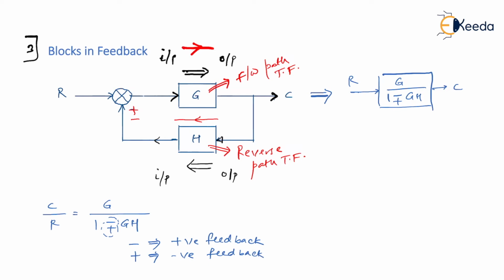But how this reduction has taken place, I'll give you a proof for the same. Before I start with the proof, this R is your input, this C is your output, G is called the forward path transfer function, H is called the reverse path transfer function. Please don't forget those terms. This is called the error signal, that is E. E stands for error. And now this is a feedback. It can be positive feedback, it can be negative feedback. Let me assume this is B. Signal B means it is a feedback signal.